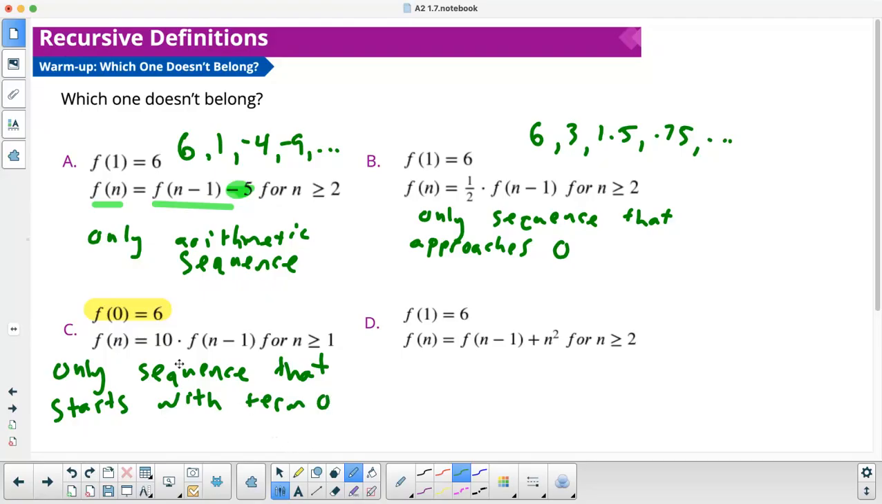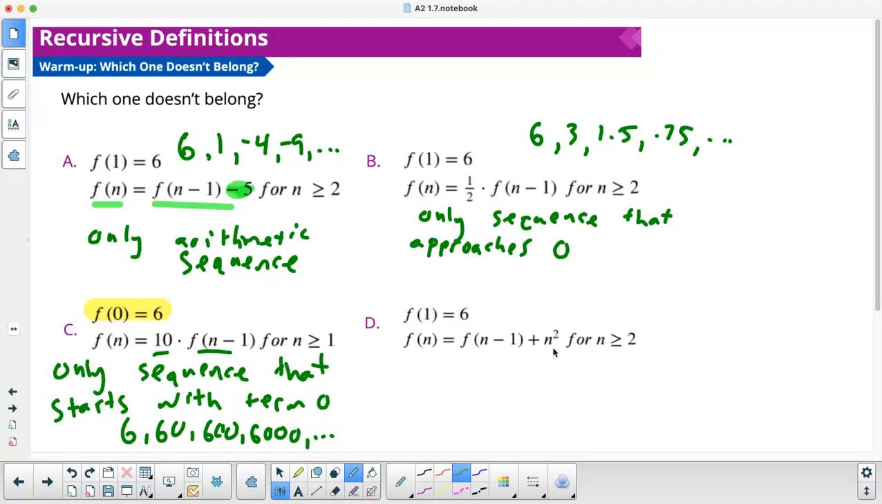Okay, a little weird. This is obviously geometric because you're taking the previous term times 10. So this would be like 6, 60, 600, 6,000, etc. And then D, this is kind of weird.